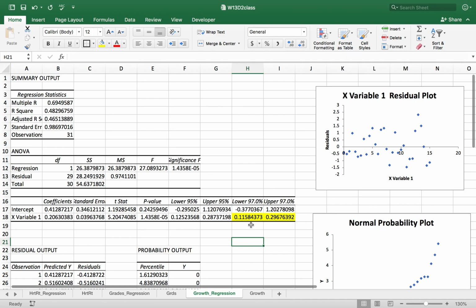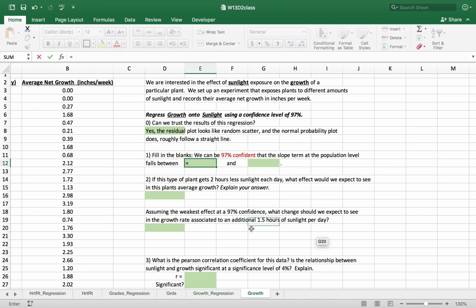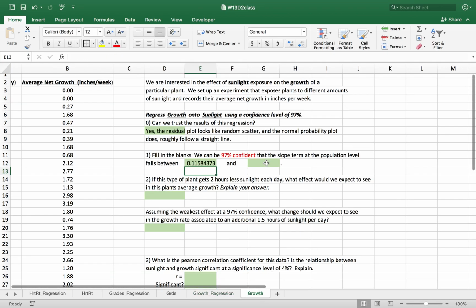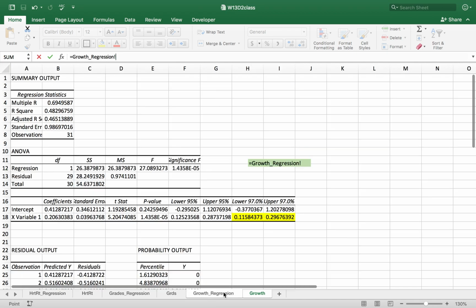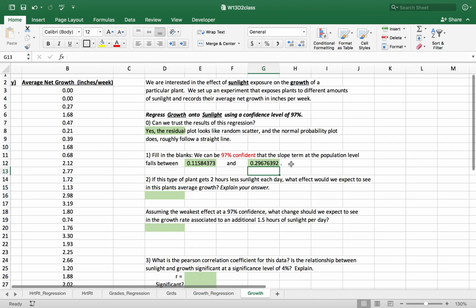So remember, the quickest way, rather than trying to say, all right, 0.1158, the quickest way to transfer information over is to just cell reference. So equals in this cell, grab the lower 97%, equals in this cell, grab the upper 97%, hit enter. And now we've finished that problem, okay?